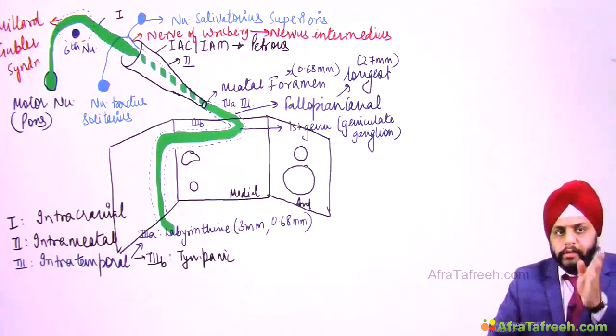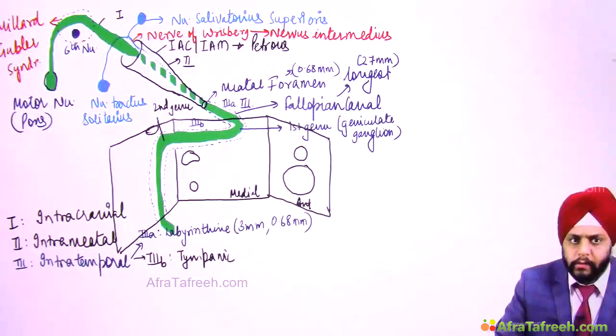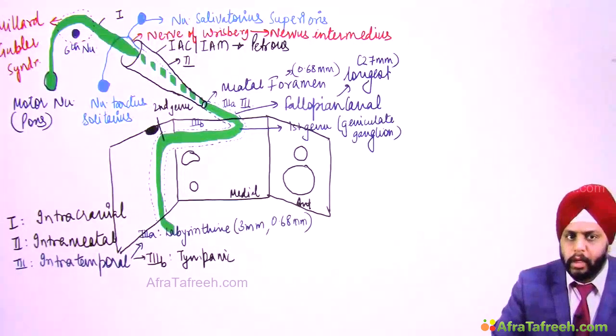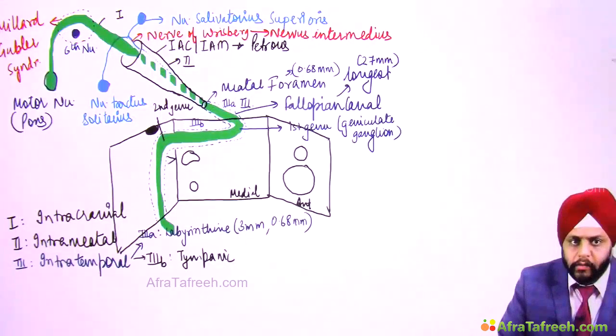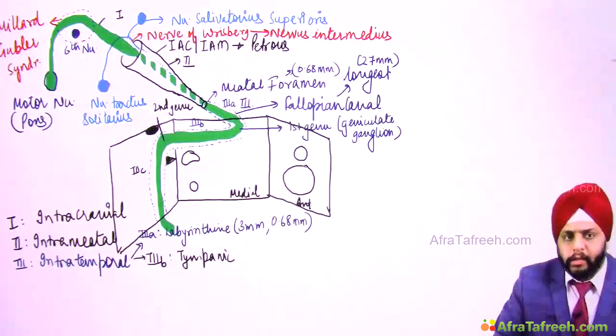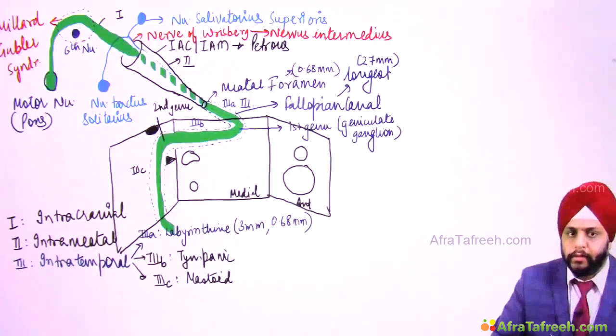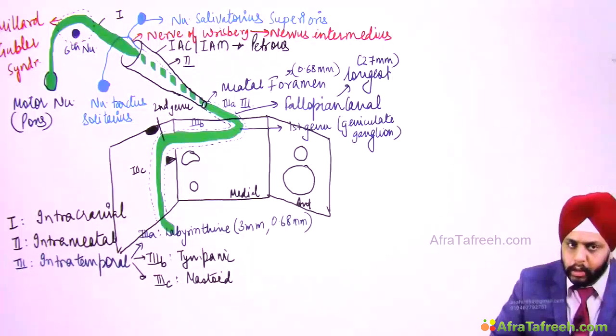Okay, and this takes a sharp turn. So when this takes a sharp turn over here, this is known as the second genu. Right? Remember, this is the second genu. And when it takes a sharp turn over here, now it becomes segment 3C. Okay, this segment 3C is the vertical segment of the facial nerve. Okay, we call it the mastoid segment of facial nerve. Right? I hope you remember.